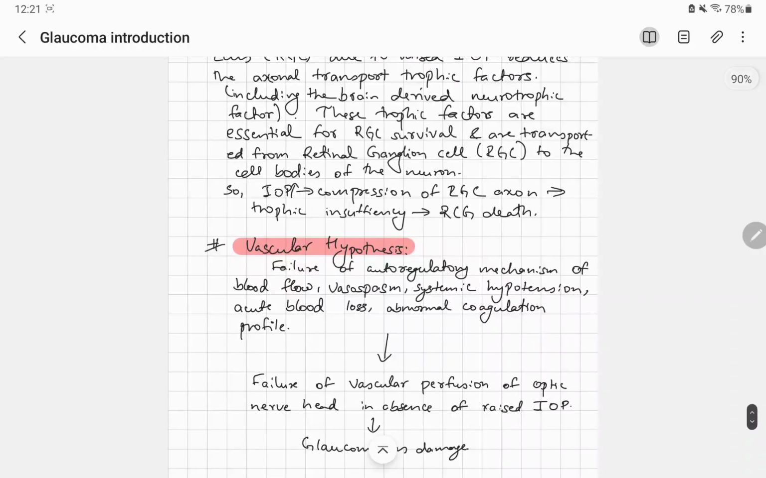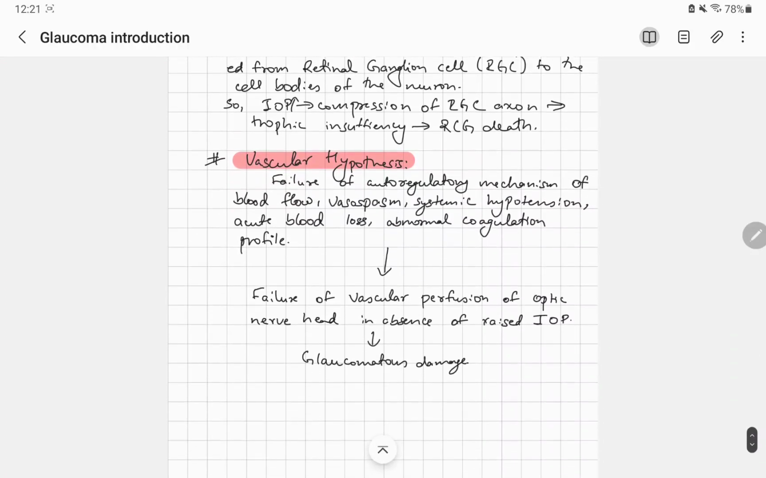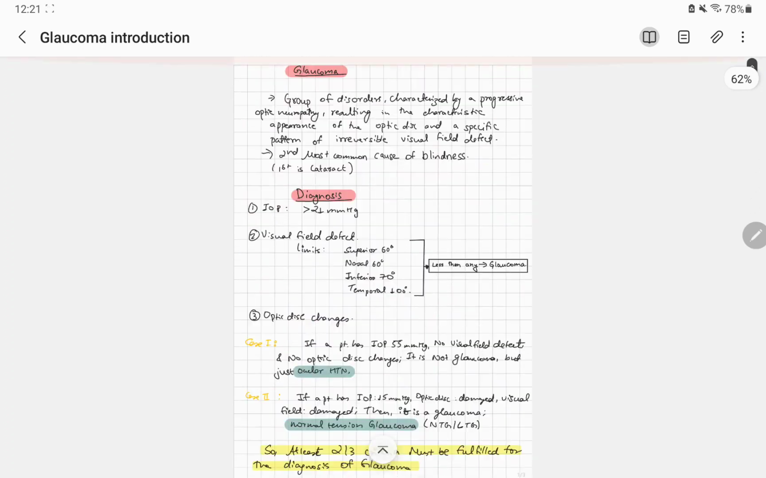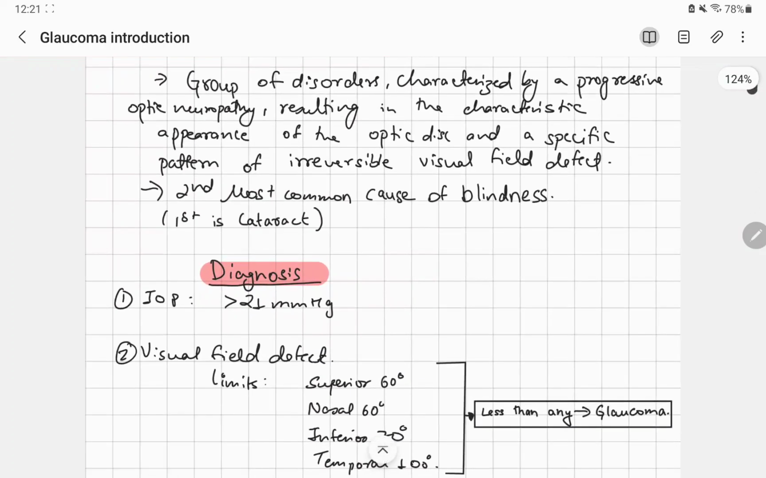That is the mechanical hypothesis. Whereas in the vascular hypothesis, failure of any autoregulatory mechanism of the blood flow, spasm, systemic hypertension, blood loss or abnormal coagulation profile will lead to failure of vascular perfusion to the optic nerve head, and that will lead to glaucomatous damage. So I think the introduction is limited to this only.